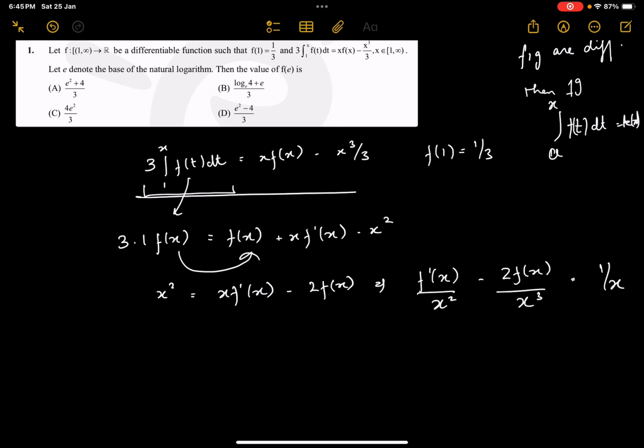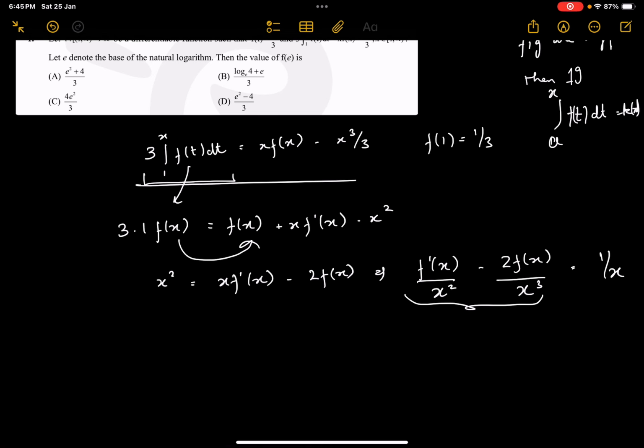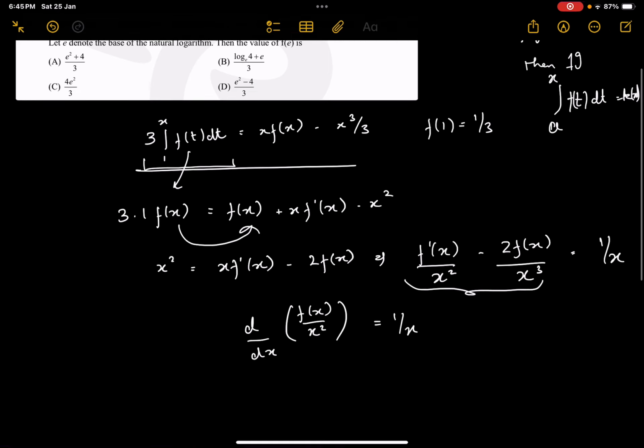So this was done so that we'll get an exact differential here, which in turn, so basically this is the derivative of f(x) by x squared, and this is equal to 1 by x. So integrating, we'll get f(x) upon x squared equals ln x plus c.